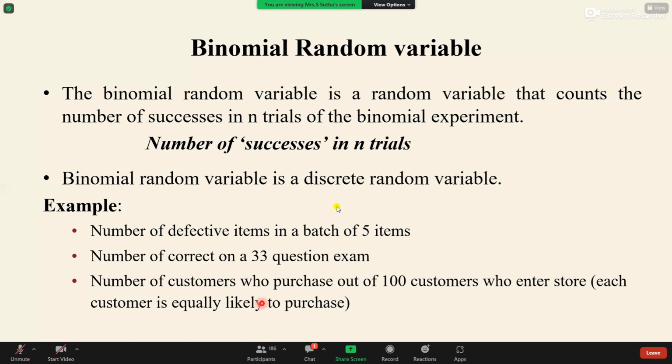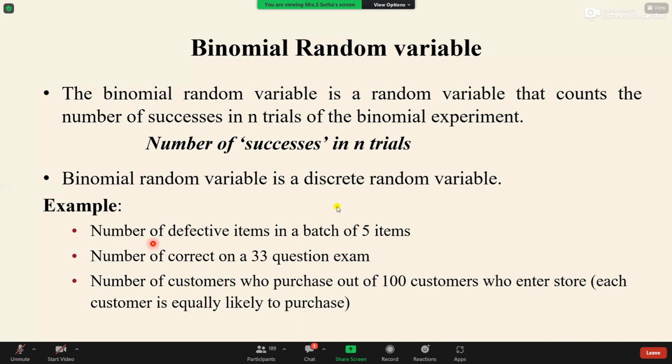Similarly, the number of customers who purchase out of 100 customers who enter a store. Each customer is equally likely to purchase under these assumptions. So we look at how many of the 100 customers purchase in the supermarket. There are 2 outcomes: purchased any item, or did not purchase. So all these 3 are binomial random variables.